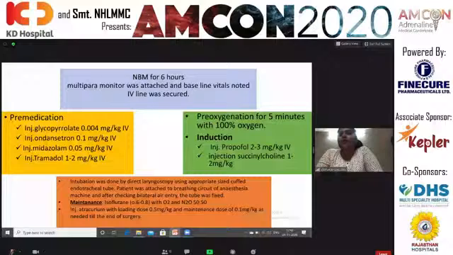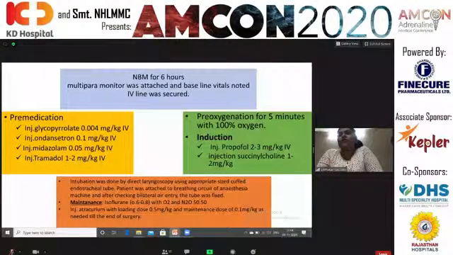We advised the patient to be NBM for 6 hours. After shifting the patient to the OT, a multipara monitor was attached and baseline vitals were noted. IV line was secured. Patient was pre-medicated with injection glycopyrrolate 0.004 mg per kg IV, injection ondansetron 0.1 mg per kg, injection midazolam 0.05 mg per kg, injection tramadol 1 to 2 mg per kg IV.